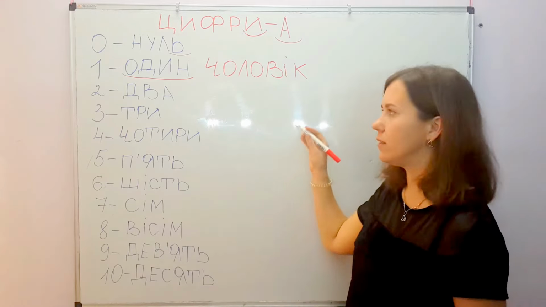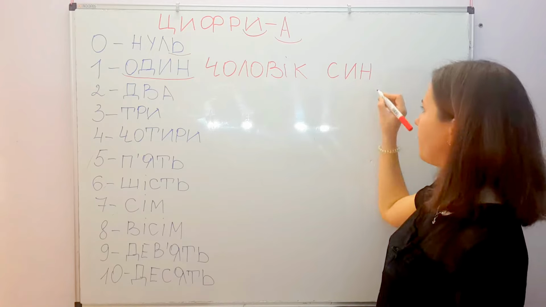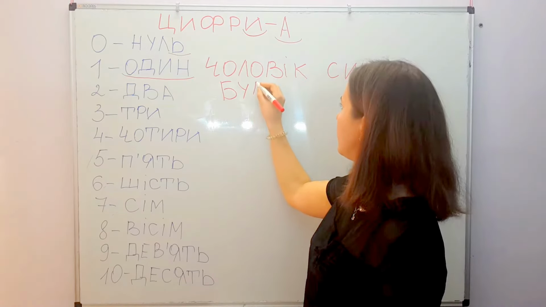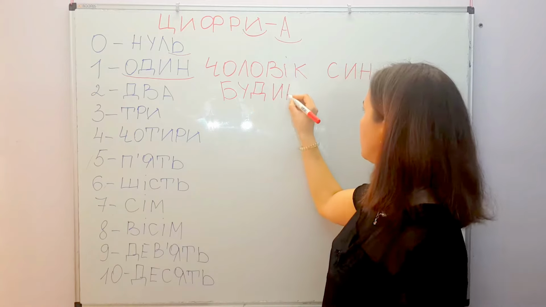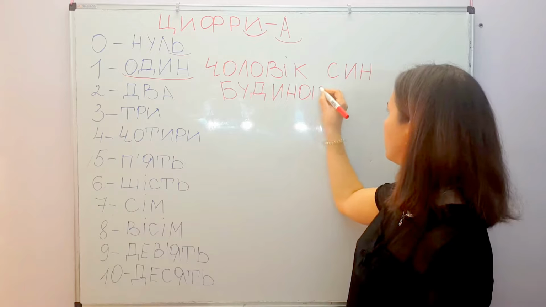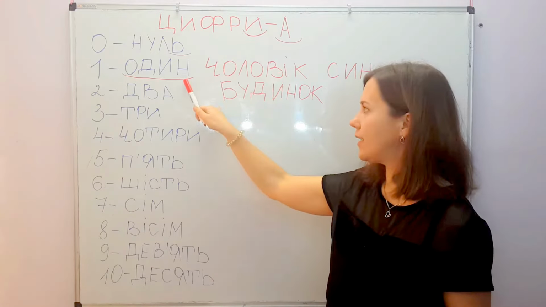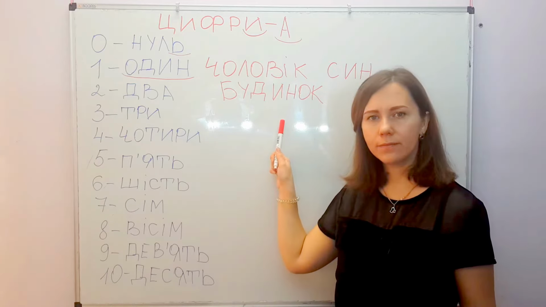Один син, one son. Один будинок, one building, one house. Один чоловік, один син, один будинок.